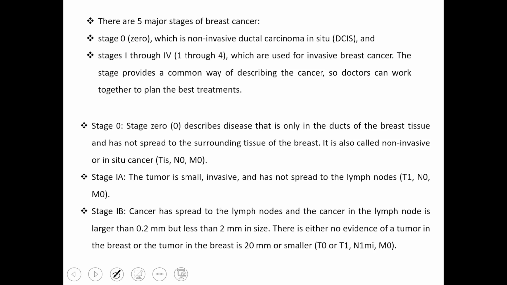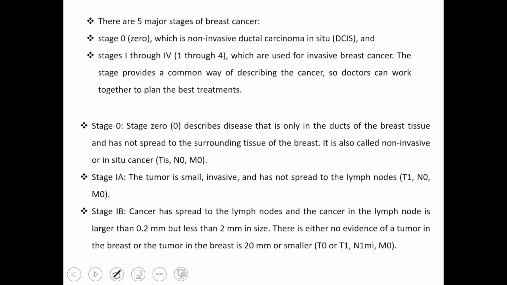Sorry for the interruption. So we have discussed that there are 5 stages of breast cancer. Stage 0, which is non-invasive ductal carcinoma in situ (DCIS), and stage 1 through 4, which are invasive breast cancers. So stage 0 is for non-invasive, and stage 1 to stage 4 are for invasive breast cancer. The stage provides a common way of describing the cancer, so doctors can work together to plan the best treatment. Different doctors and domains are required, like neuro and ortho surgery. People are also required for anesthesia, so they can identify which stage it is, and they can decide on a treatment accordingly.